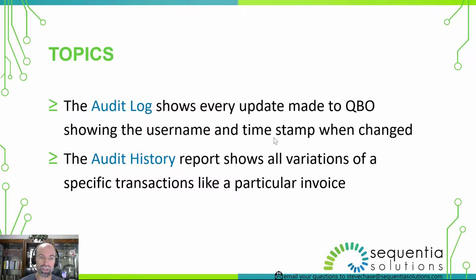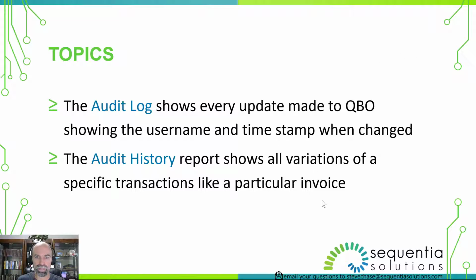Now, the audit history is an individual report based on a particular individual transaction, like an invoice. So if you have any invoices that get changed, we would use the audit history report to pull up every revision of a particular transaction.